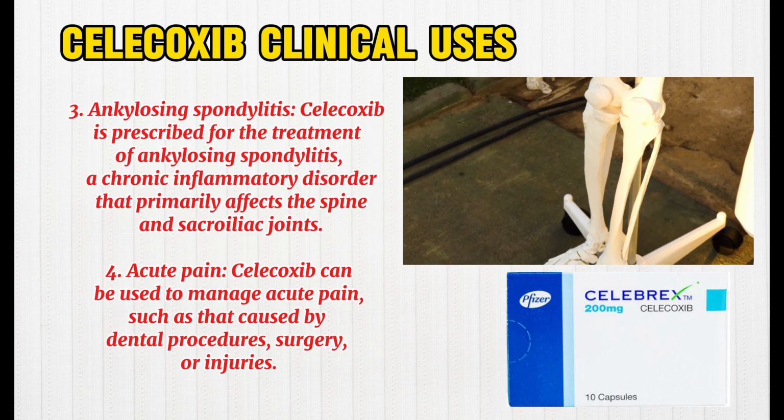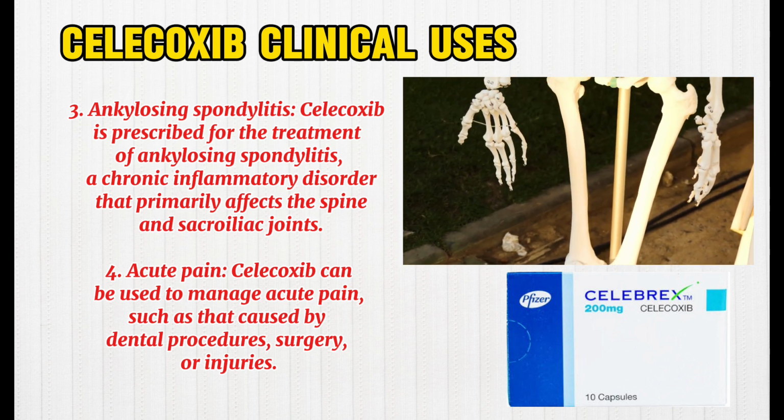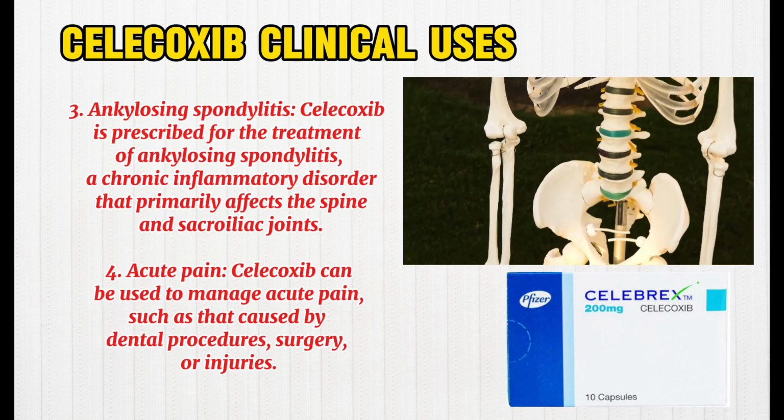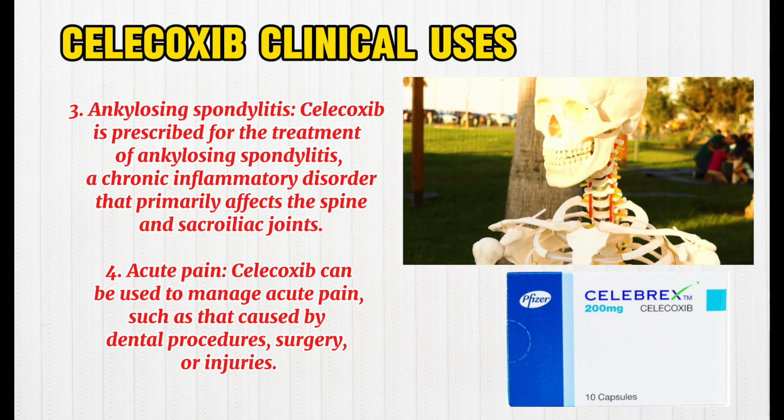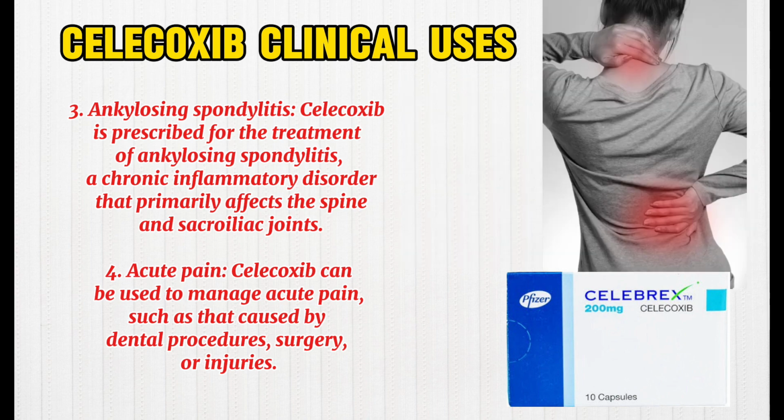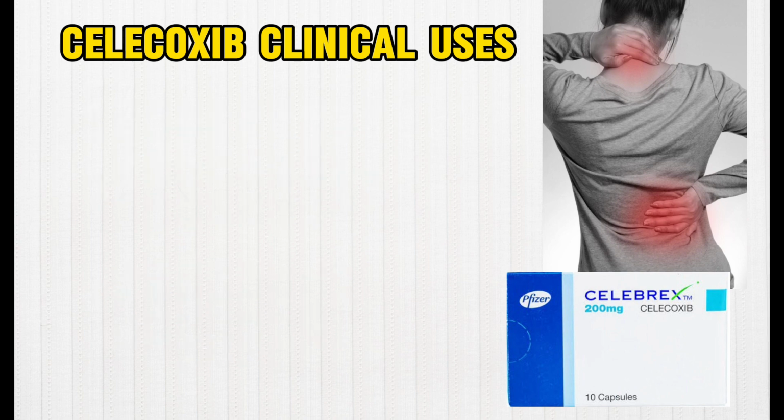3. Ankylosing spondylitis. Celecoxib is prescribed for the treatment of ankylosing spondylitis, a chronic inflammatory disorder that primarily affects the spine and sacroiliac joints. 4. Acute pain. Celecoxib can be used to manage acute pain, such as that caused by dental procedures, surgery, or injuries.